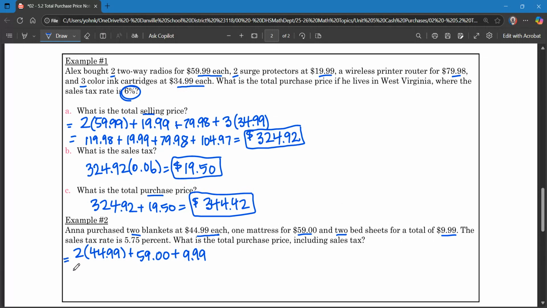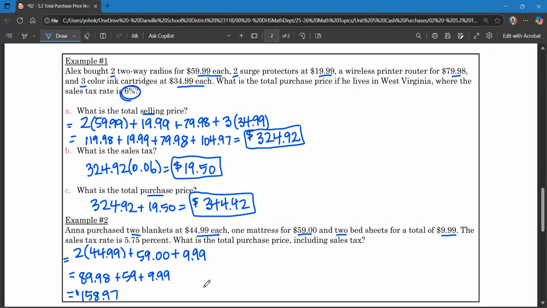All right, so let's get a total selling price here. 2 times $44.99 is $89.98 plus the 59 plus the $9.99. So that's going to give us a total selling price of $158.97. I'm not done. I need to do the sales tax. So our total selling price, $158.97.